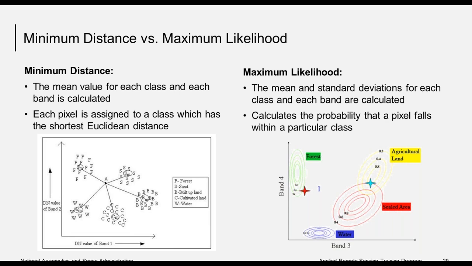Maximum likelihood on the right uses the mean and standard deviations to calculate the probability that a pixel falls within a particular class. This algorithm tends to be computationally more intensive, but it allows for pixels to be classified to a class even though it may not be closest to its mean. So I think the more popular of the two here is maximum likelihood. The one I'm not explaining is the spectral angle mapping, and that is often used for hyperspectral imagery. So we'll be really focusing in our exercise on using maximum likelihood.